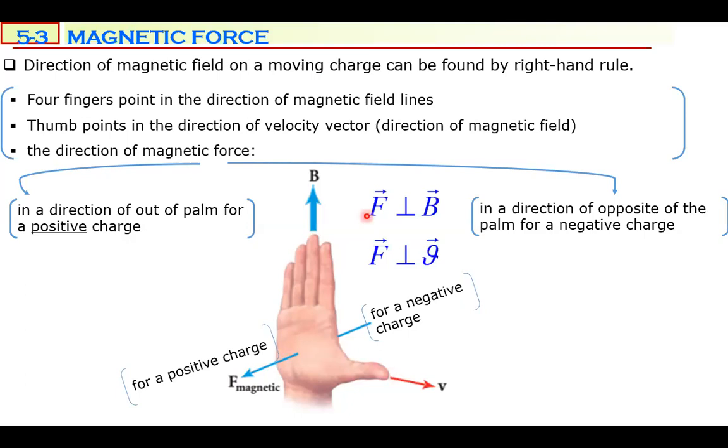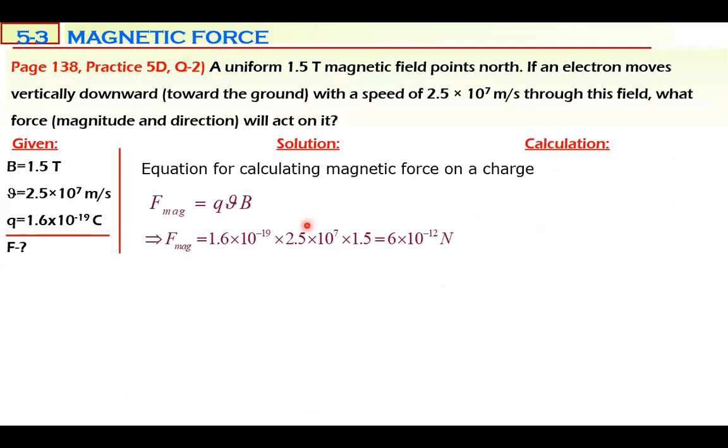So magnetic force is always perpendicular to B, and always perpendicular to V, which means if the magnetic field is in the horizontal plane, the force must be vertical. If the magnetic field is vertical, the force must be horizontal. If the velocity is horizontal, the force must be vertical. If the velocity is vertical, the force must be horizontal, and so on. So magnetic force is always perpendicular to the magnetic field, and always perpendicular to the direction of the velocity vector or direction of the motion. And the calculations are not so hard. You can do it on your own.